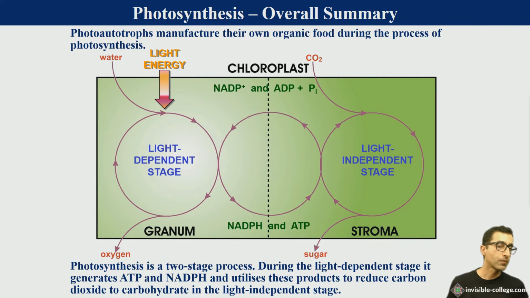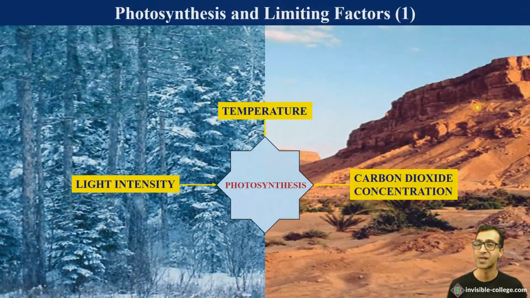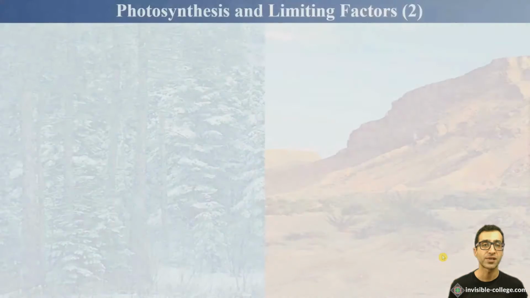Now, you do need to know not just about the biochemistry of photosynthesis, but you also need to have an understanding of the limiting factors which will change the rate of photosynthesis. So let's take a look at those now. So in general, we can think of the main limiting factors as being these three: light intensity, temperature, and carbon dioxide concentration, although there are other limiting factors which have a lesser effect on photosynthesis.